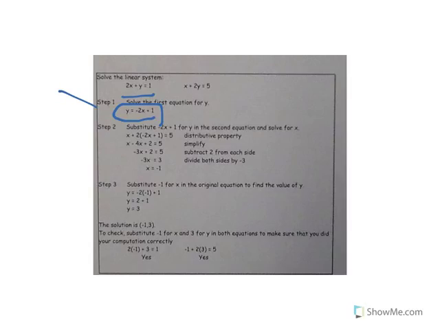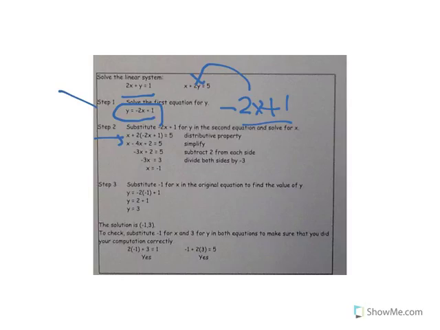So now I'm going to take this negative 2x plus 1, and that's my value of y, and I'm going to plug that in here. And so that's what's happening here. x plus 2 times the value of negative 2x plus 1. The negative 2x plus 1 goes there. And that is equal to 5.